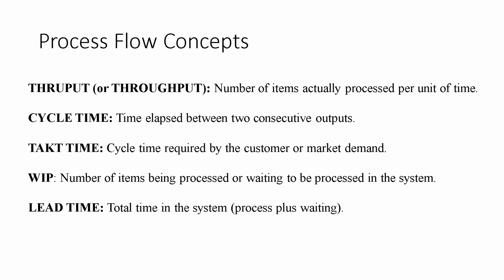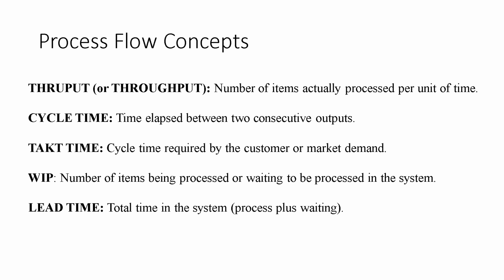Let us now review some process flow concepts. Throughput is a measure of speed. It is the number of items actually processed per unit of time. Cycle time is the time elapsed between two consecutive outputs. Takt time is the cycle time required by the customer or market demand.